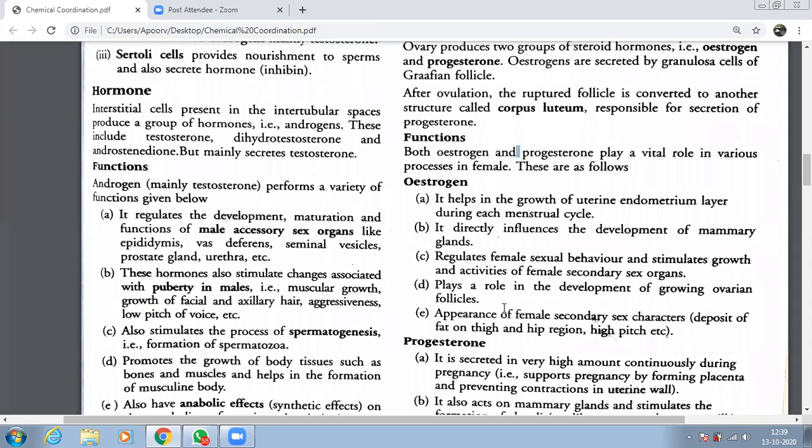Moving on to the second point, changes in puberty: muscular growth, facial and axillary hair, aggressiveness, and low pitch of voice. Who has a higher pitch, males or females? Females. So that means the low pitch of voice is because of this hormone. So the second point is changes in puberty. Let's revise the second point quickly.